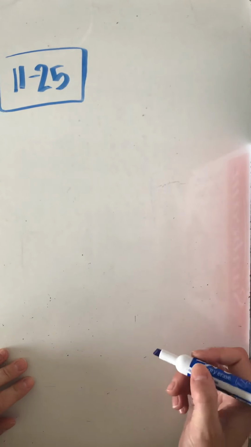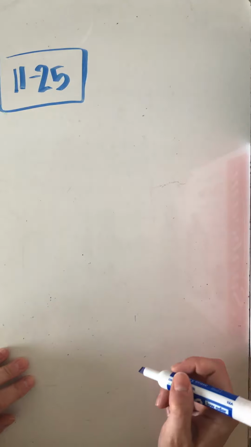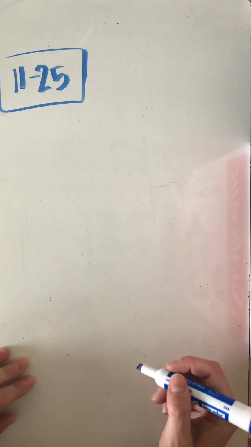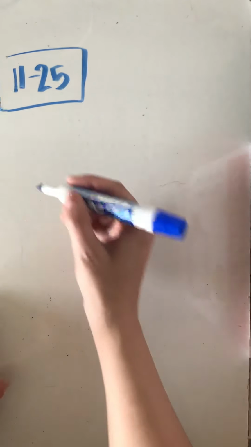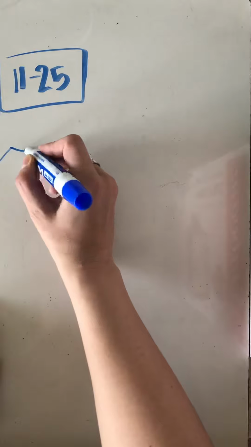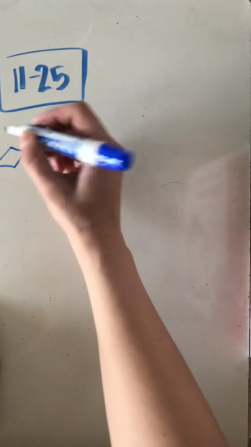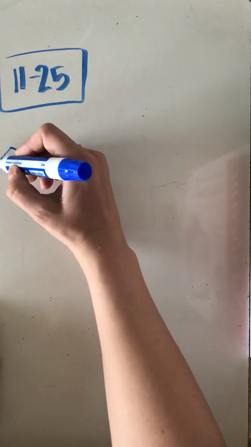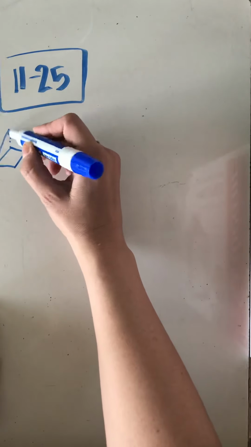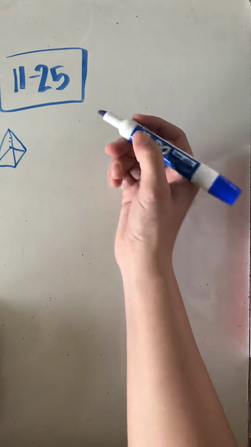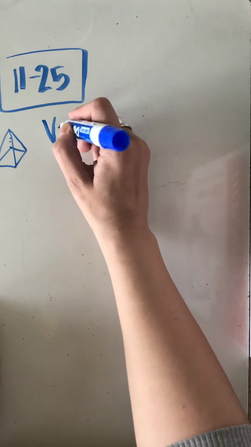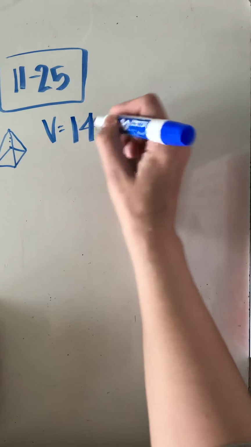All right, this is some homework help for problem 1125, which asks you to find the height and the surface area of a square-based pyramid. So you know that a square-based pyramid has 4 equal sides at the bottom and then 4 equal faces that are all triangles. So I know that the volume of this shape is 144 inches squared.